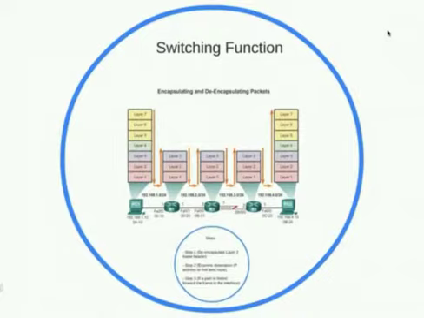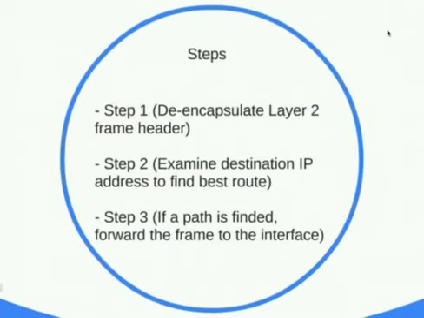First, when a router receives a packet from one network and needs to send it to another one, the router follows these steps. First, the router de-encapsulates the layer 2 frame header and exposes the layer 3 packet. It examines the destination IP address of the packet to find the best route. If it finds a path to the destination, the layer 3 packet is encapsulated into a new layer 2 frame and forwards the frame out the exit interface. In the next frame, we will see how this process is made.